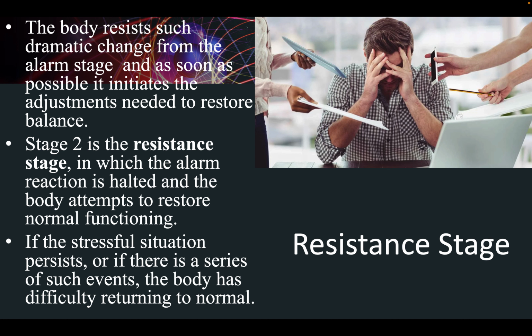The body resists such dramatic change from the alarm stage, and as soon as possible it initiates the adjustments needed to restore balance. Stage 2 is the resistance stage, in which the alarm reaction is halted and the body attempts to restore normal functioning. If the stressful situation persists, or if there is a series of such events, the body has difficulty returning to normal.